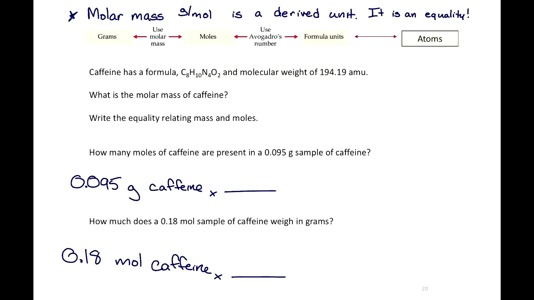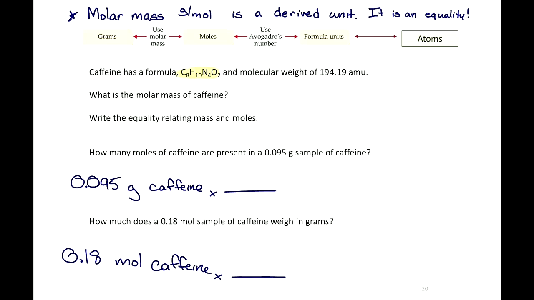So let's look at a substance, caffeine, my favorite. Caffeine has this formula, okay? 8 carbons, 10 hydrogens, etc. And I tell you that the molecular weight of one caffeine molecule is 194 AMU. So what is the molar mass of caffeine? Do we have to calculate it? Do we have to pull out our periodic table? No, because I give you the molecular weight.